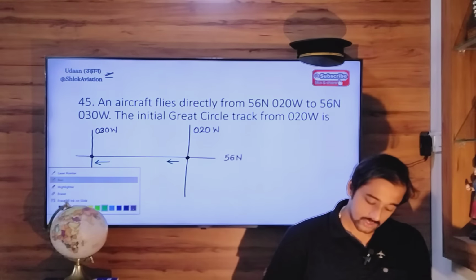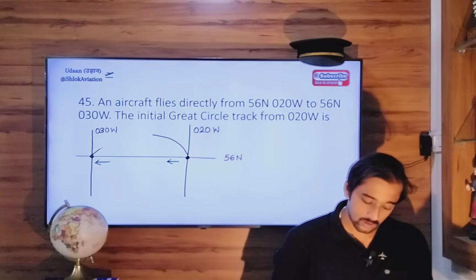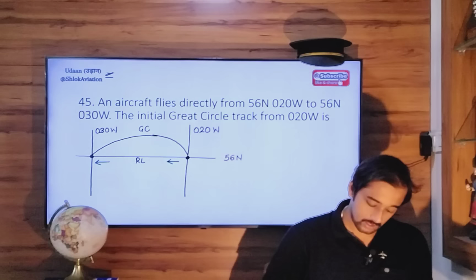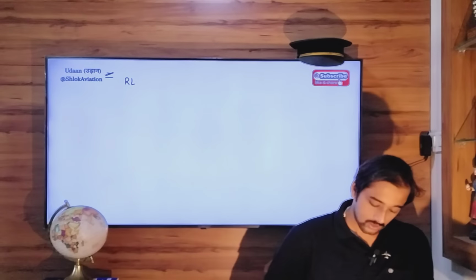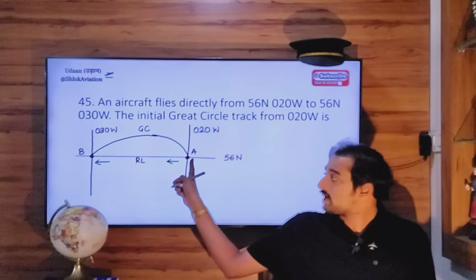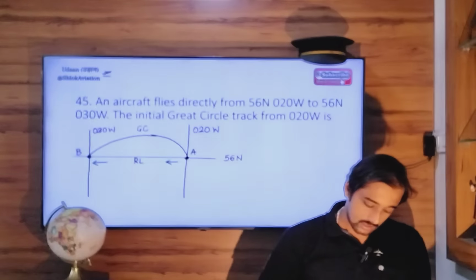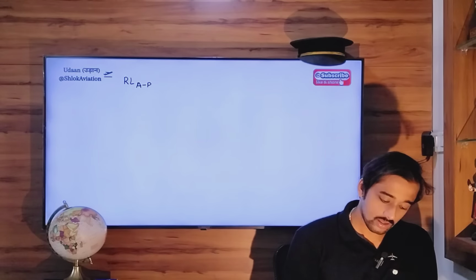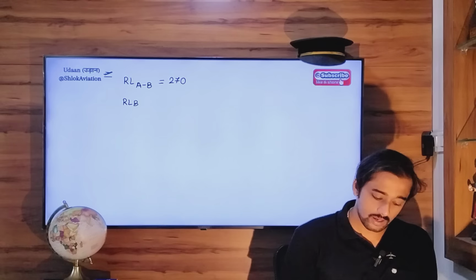Since it's northern hemisphere, the great circle track will pass from the nearest north pole. This will be your rhumb line. Very simple. Now rhumb line track, let's call this place A, this place B. The rhumb line track from A to B is 270, westerly direction. So A to B. For rhumb line track B to A will be 090.